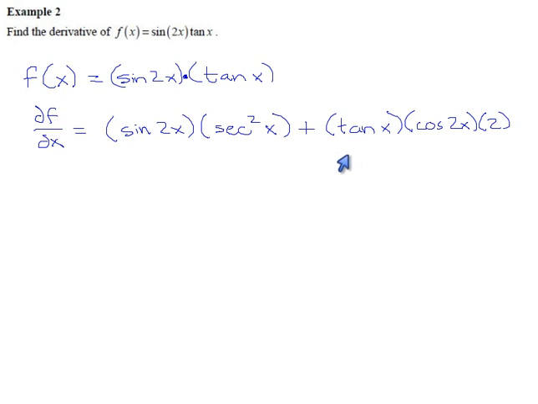The only thing I'd recommend you do is take this 2 and put it at the beginning of its term, and other than that, just let this thing lie. Secant squared x plus, there's the 2, tan x cosine 2x, done.